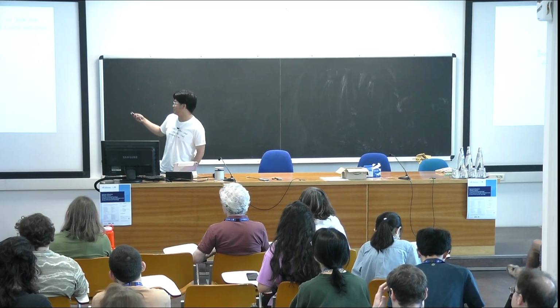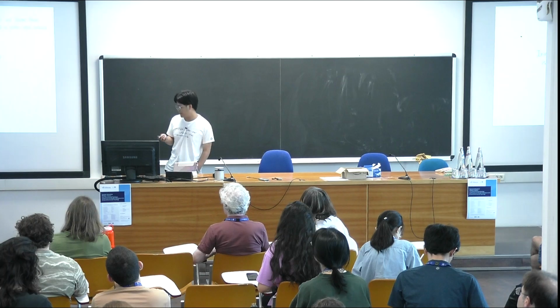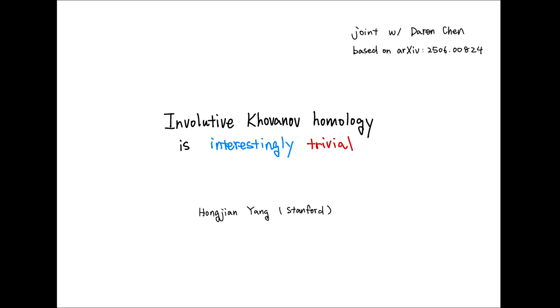So I'm going to tell you, as the title suggests, about a new invariant called involutive Khovanov homology, and what I mean by it is interestingly trivial. This is all joint work with Darren Chen, based on this arXiv preprint. So I want to start with some motivation for this project. Apparently that comes from involutive Heegaard Floer theory.